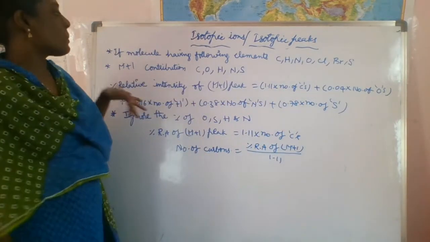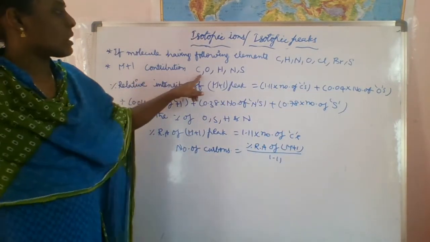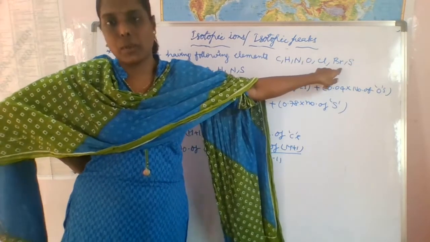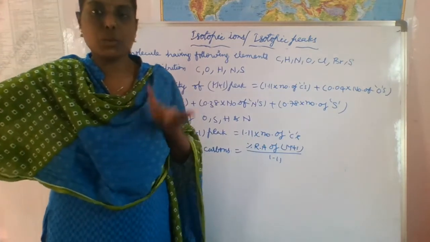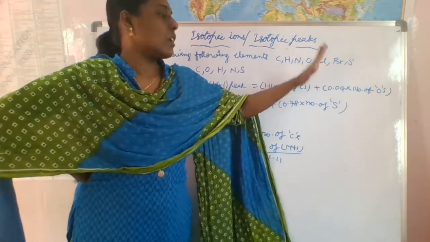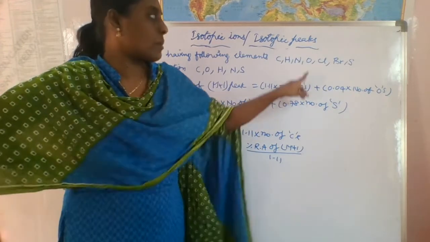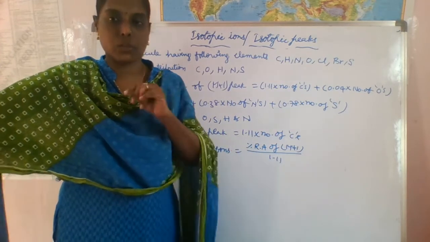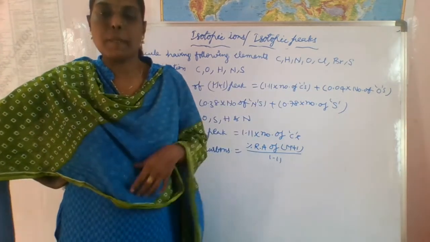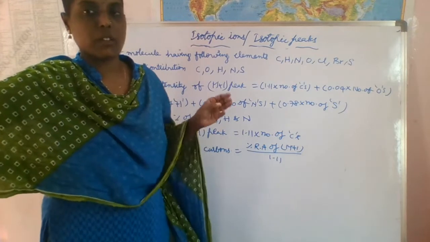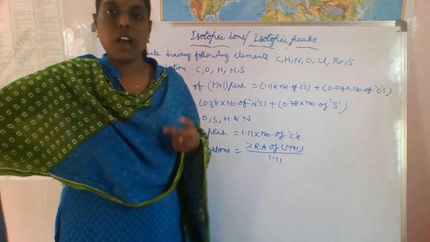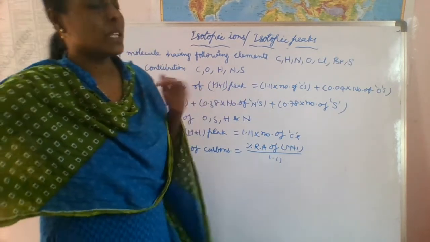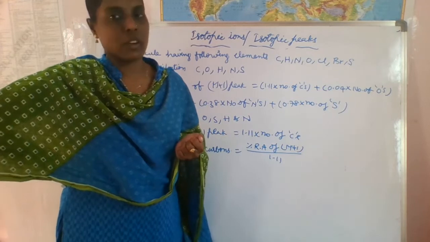So the M plus 1 peak is contributed only by carbon, oxygen, hydrogen, nitrogen, sulfur, not chlorine and bromine, right? Because the isotopes of those differ by two neutrons. Cl35 and Cl37, what is the difference? Only two neutrons. What about bromine? Bromine 79 is about 100% abundant. Two neutrons present means M plus 2. They provide M plus 2 peaks, not M plus 1 peaks.